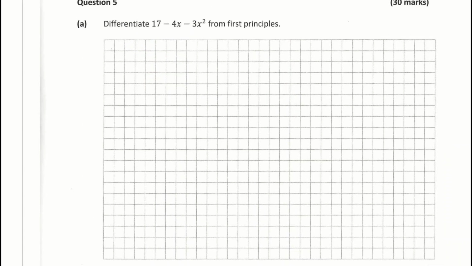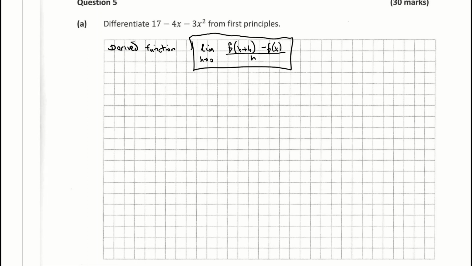So question 5, differentiate 17 minus 4x minus 3x squared using first principles. So when we're looking at our first principles, our derived function, first of all, let's write that down. We're not differentiating by rule here, it's by first principles. And our derived function will have our limit as h is approaching 0 of f of x plus h minus f of x divided by h. So that's the little rule that you need to learn off.